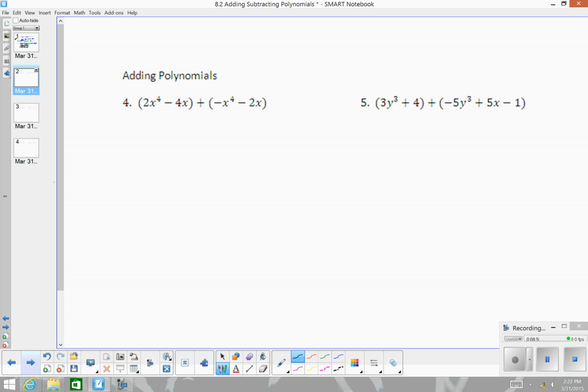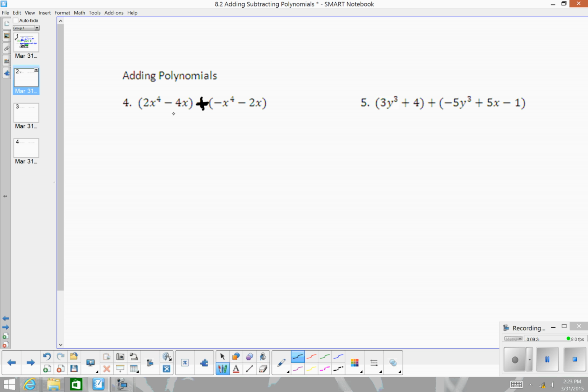Good. Now, when we deal with adding and subtracting polynomials, it's very, very similar to combining like terms. Adding polynomials is exactly like combining like terms, okay? So if you see adding polynomials, all you have are groupings, right? So you have 2x to the fourth minus 4x. That's being added to negative x to the fourth minus 2x, right? So now, I wanted to combine these. If you're adding and there's an addition sign in between those two parentheses, all you're going to do is drop the parentheses.